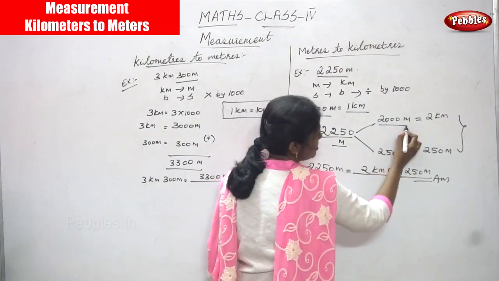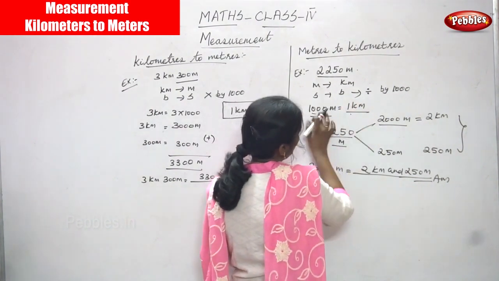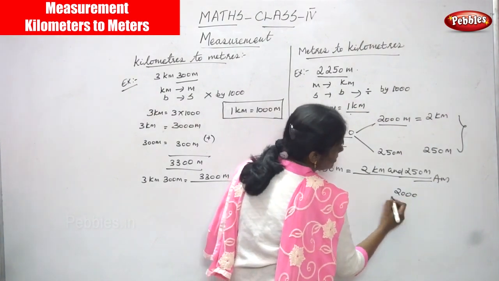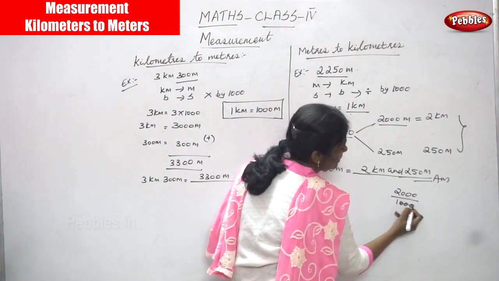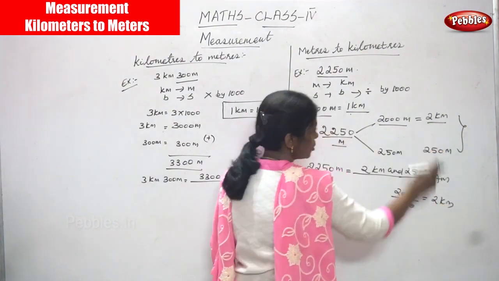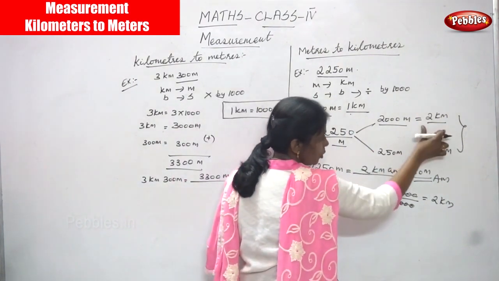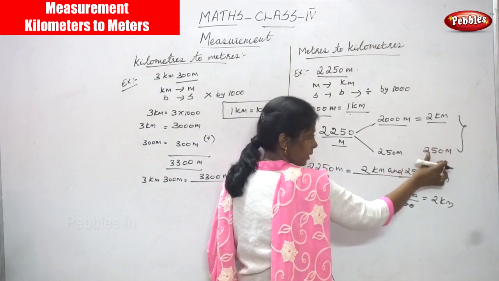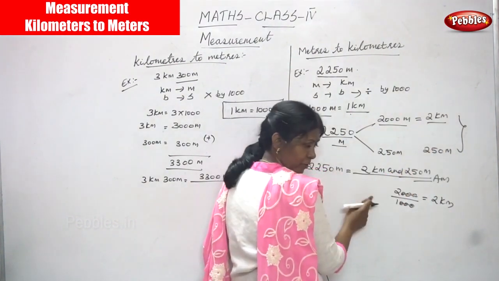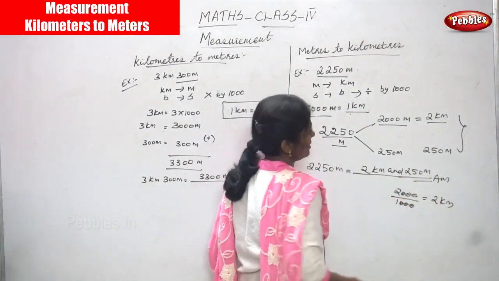This 2000 meter is equal to 2 kilometer, because it is clearly mentioned that 1000 meter is equal to 1 kilometer. So 2000 meter divided by 1000, 3 zeros cancel, and you get 2 kilometer. That is what I have written. The question already gives 250 meters. Now 2 kilometer and 250 meter you have to combine together. So 2250 meter is converted into 2 kilometer and 250 meter. This is the right answer for the question.